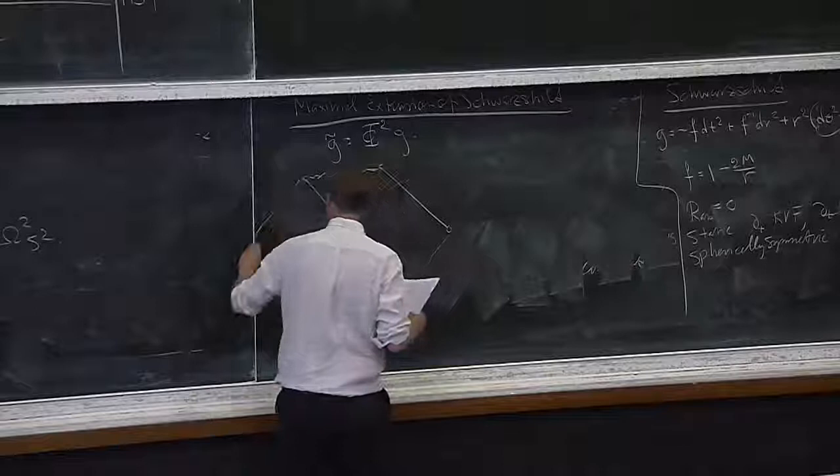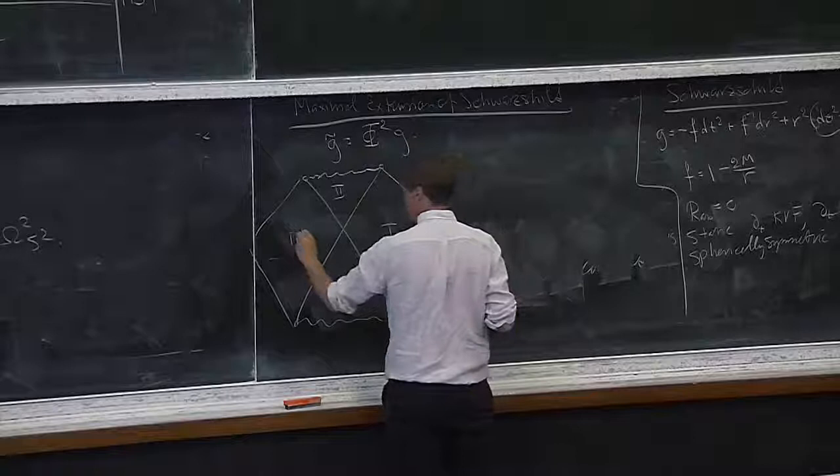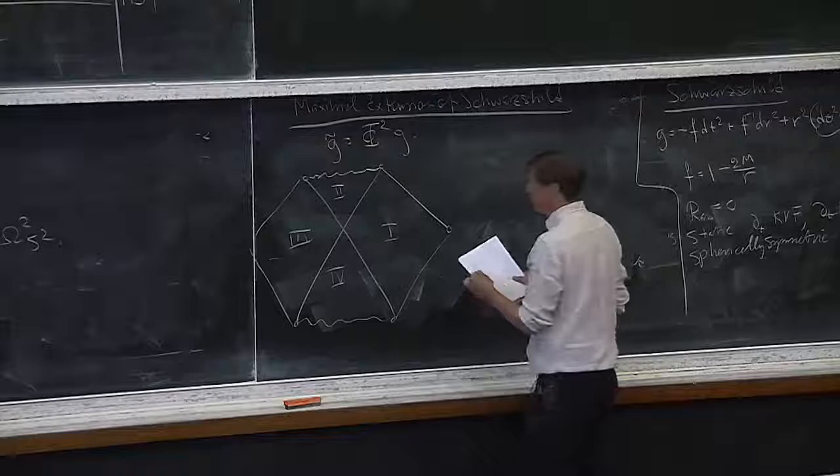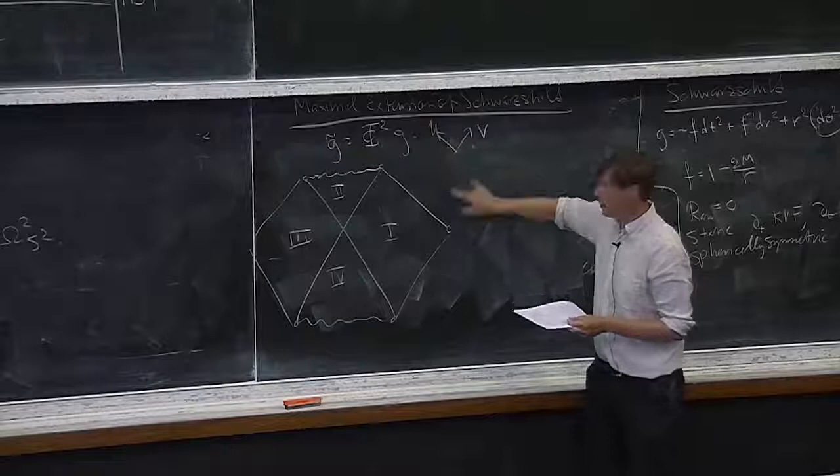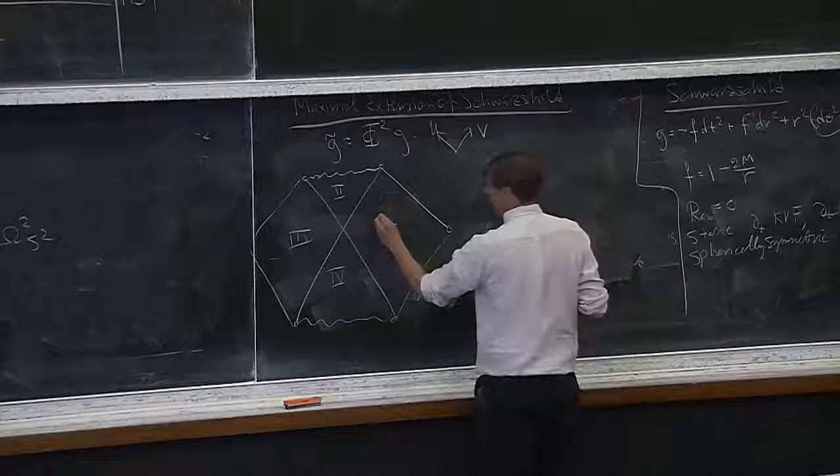So this is region 1. Region 2, 3, and 4. And so now I'm drawing, the coordinates v and u are null, so I'm drawing those at 45 degrees, and each point in this diagram represents a sphere, okay?